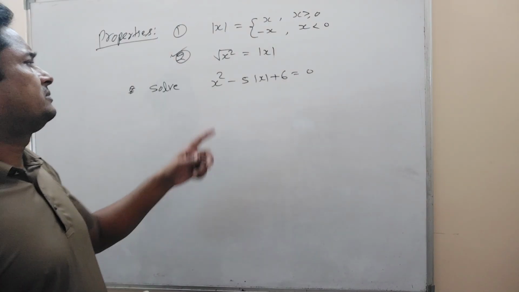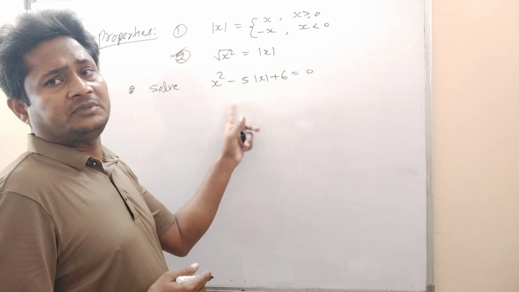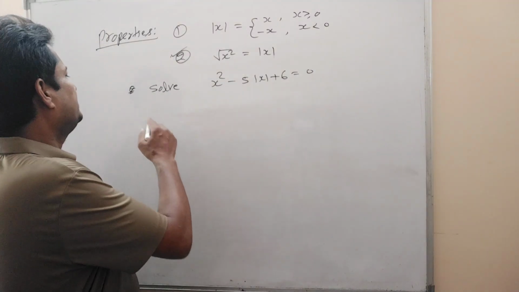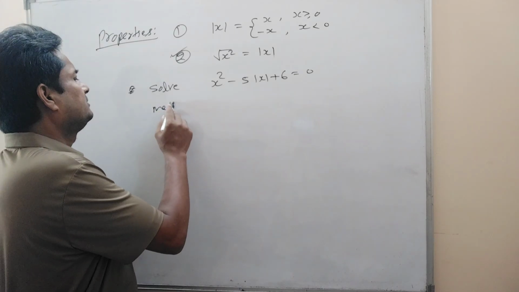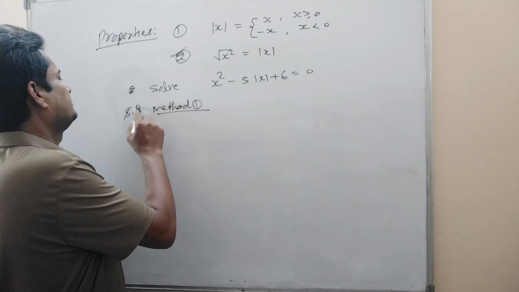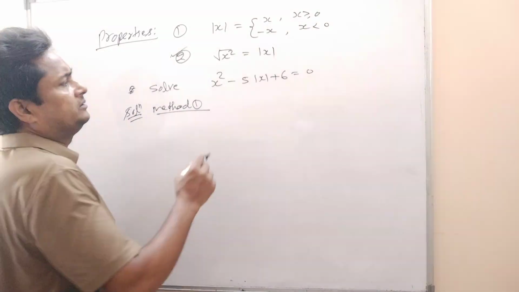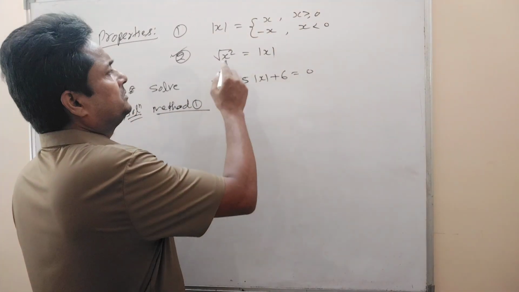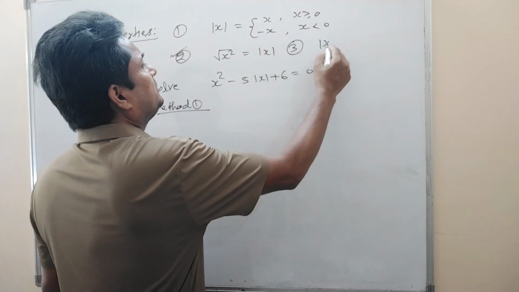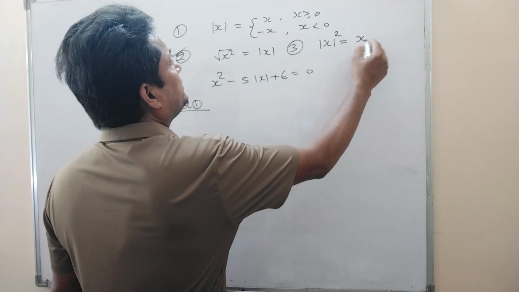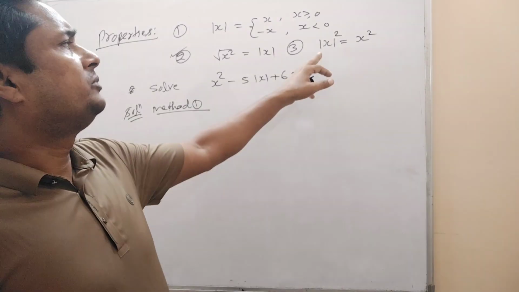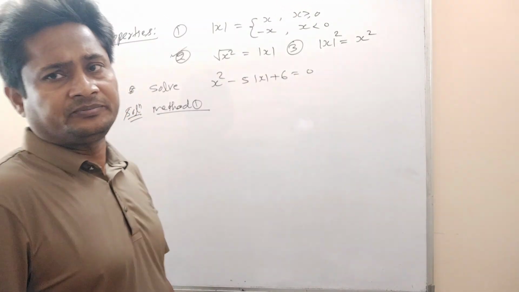This question can be solved by many methods. First method, method 1. We can use, let's write this one also, mod of x square can be written as x square. Write this property: mod of x square can be written as x square.